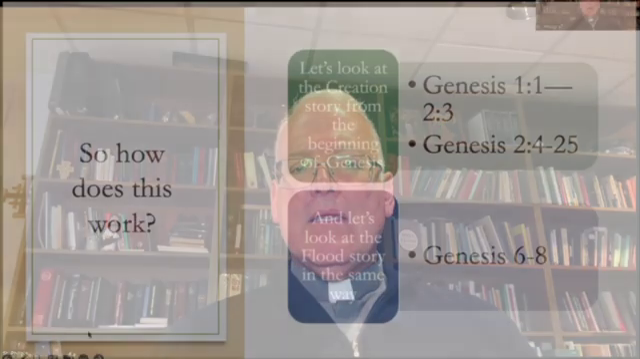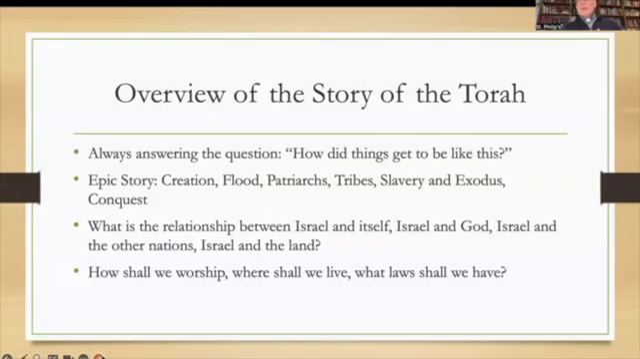So that leads us back to looking at the Torah as a whole. So when we go and look at the Torah as a whole, what we see is basically the story that's being told throughout the whole of the 5 books of the Torah are answering the question, how did things get to be like this? Hey, Dad, why? Hey, Grandpa, why are things the way they are? And so let me tell you a story. And that's what the Torah really is about.